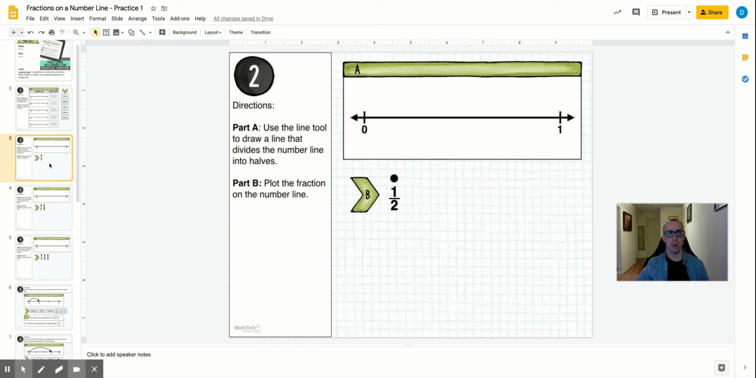Moving on to this problem, you'll use the line tool to draw a line that divides the number line into halves. So here, if you look at my cursor, is the line tool. You will click this and then draw where you think 1/2 is. I will do this one with you. So 1/2 is going to be about right here. I click and drag, okay? And then my line is there. Then for part B, I drag 1/2 right here, okay? And then we just did that one together.